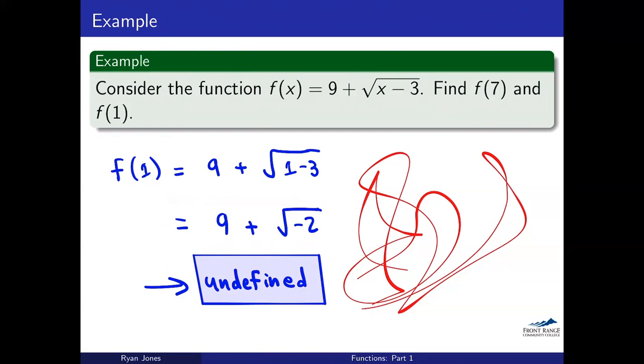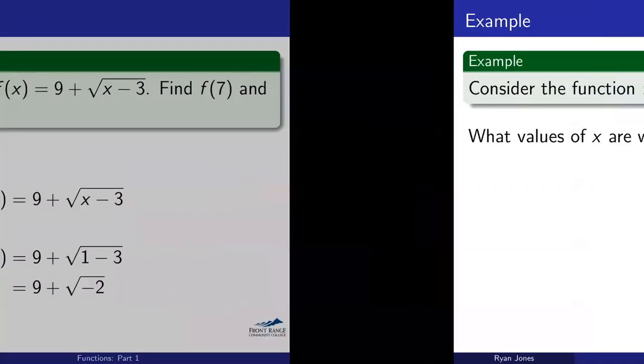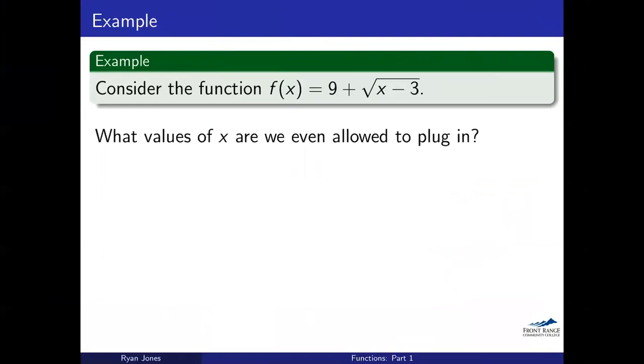But this leads me to a question here. This leads me to a thought. Well, I had no trouble finding f of 7. We got 11 as our answer. That was all fine and dandy. But here on f of 1, we had trouble. We got something that doesn't work. We got the square root of a negative number. And so I'm going to ask the question, what values of x are we even allowed to plug in specifically for this function? And really also for a general problem. If I give you any function, what x's are you even allowed to plug in? What x's are bad? What x's might give you a negative under that square root? And I want to actually hone in on that right here.